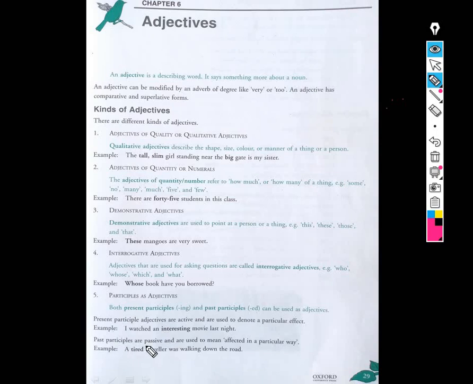Second is past participle. They are passive and they are used to mean affected in a particular way. एक खास अंदाज से अगर कोई चीज़ मुतासिर हुई है उस माना में इस्तेमाल होते हैं. For example, a tired traveler. Traveler is a noun, musafir. Which type of traveler? A tired. Tired is the third form of tire. Tired means थका हुआ होना. और tired traveler थका हुआ मुसाफिर. एक ऐसा मुसाफिर जिसकी सिफत यह है कि वो थका हुआ है. Was walking down the road.